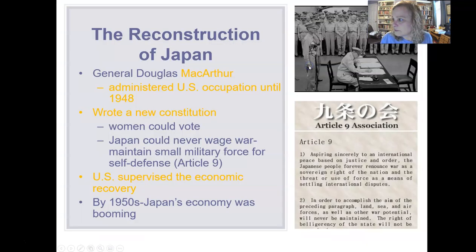So, okay, the other thing that's happening, and of course in Asia, is the reconstruction of Japan.